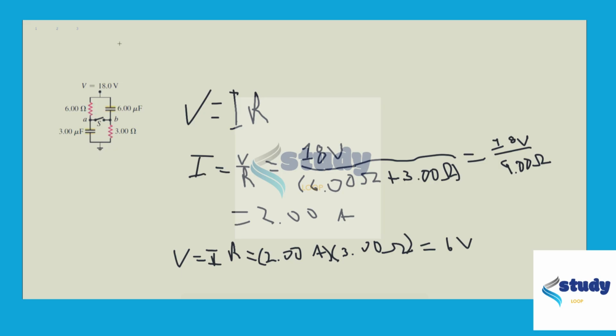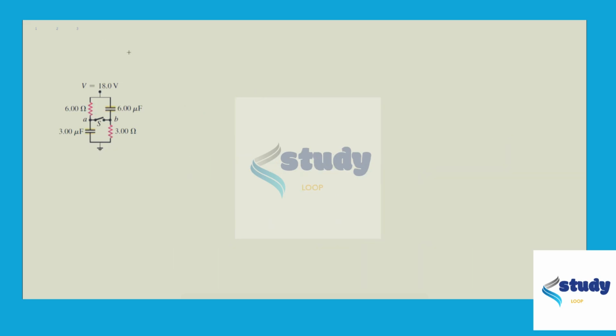Okay, so now moving on to part D. This is a little bit more involved. Now it wants to know how much charge is on each capacitor. What's the difference? How much charge do the capacitors lose when the switch is closed, basically? So let's first look at the charge on each capacitor when the switch is open. That's going to be the maximum charge.